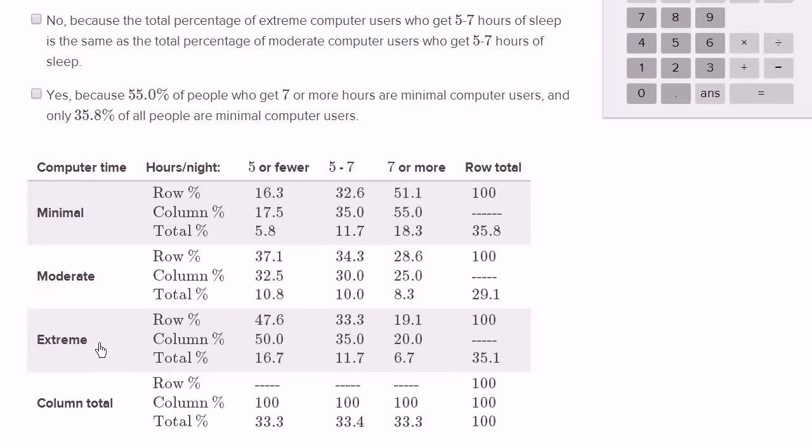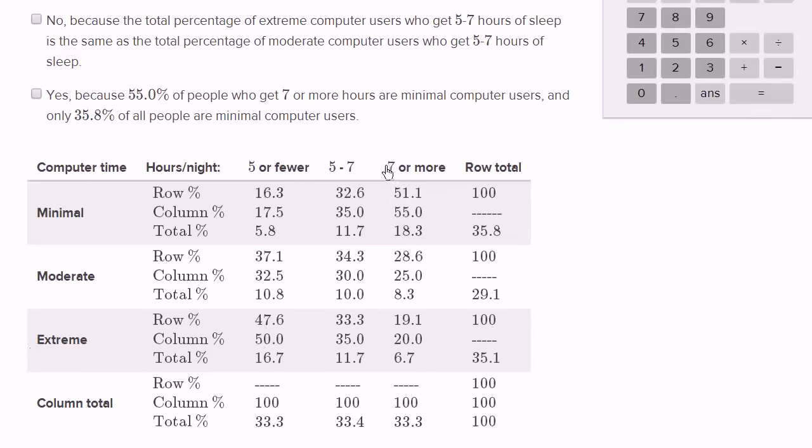And for example, if we look at the extreme computer users, it's the opposite trend. 47% have 5 or fewer hours per night, 33% 5 to 7 hours, and then only 19% get 7 or more. And it looks like the moderate is someplace in between. So just looking at each of these rows, there's a trend where if you use a computer for less time, you're more likely to have more sleep. And likewise, if you use a computer more, you're more likely to have less sleep.